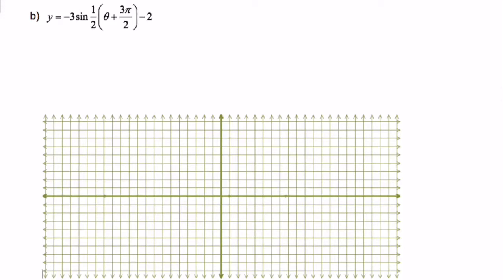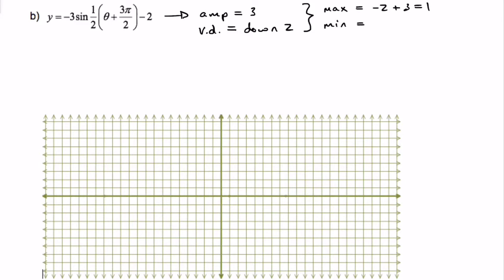y equals negative 3 sine a half theta plus 3 pi over 2, minus 2. I'm going to do everything the same this time as last time. So the amplitude of this is 3. The vertical displacement is down 2. So I know then the maximum is going to be the vertical displacement plus the amplitude, which is negative 2 plus 3, is 1. Minimum, negative 2 minus 3 is negative 5.